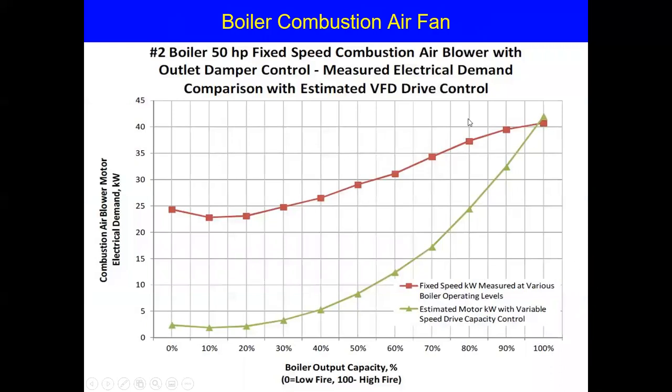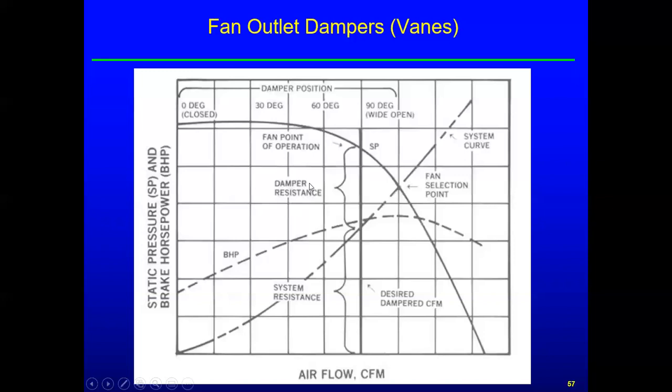Another boiler, this was with discharge outlet damper control versus boiler capacity. You can see the VFD versus the outlet damper control. I'll move on from that. These are captured from a New York Blower Company newsletter. This shows, again, the damper position, the damper control.